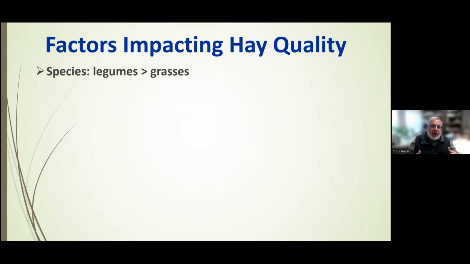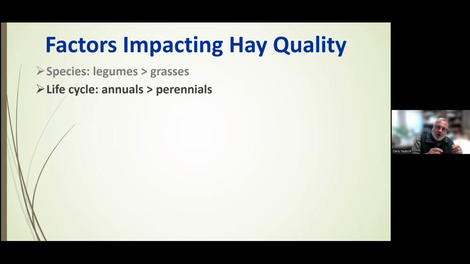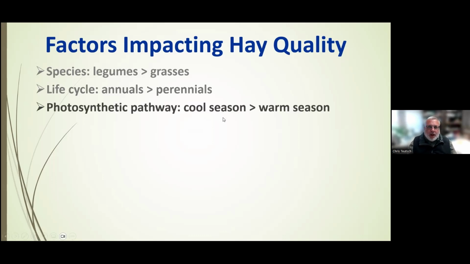So let me go through some of the factors. And the first one is species. Generally, legumes like clover and alfalfa and lespedeza will tend to be higher in forage quality than grasses. The life cycle of plants matters: annuals, something like an annual ryegrass or a small grain in the vegetative state, or a summer annual like a sorghum Sudan grass that hasn't got out of control, are going to tend to be higher in quality than perennials. Cool season grasses tend to be higher in forage quality and higher in crude protein than warm season grasses.